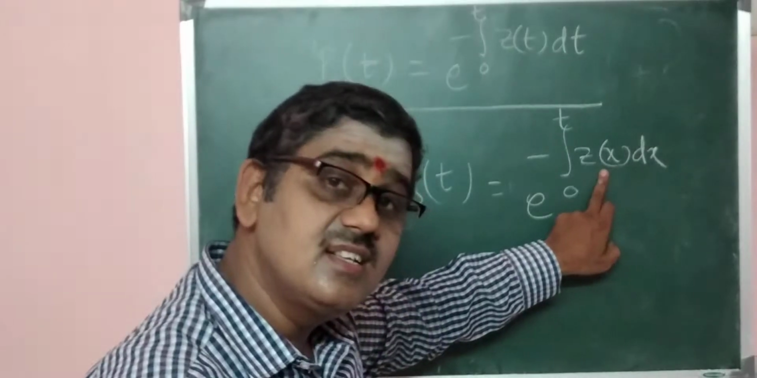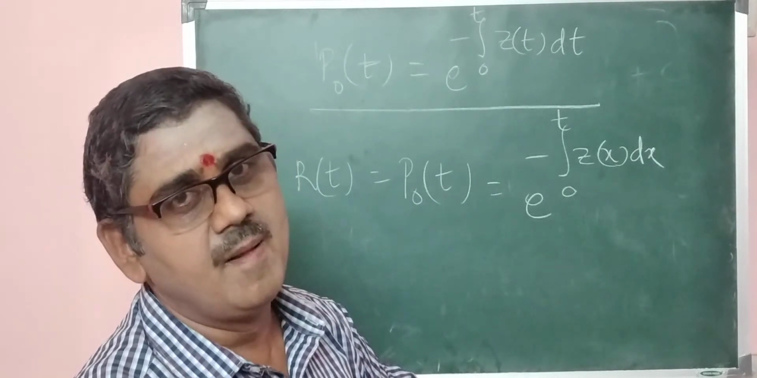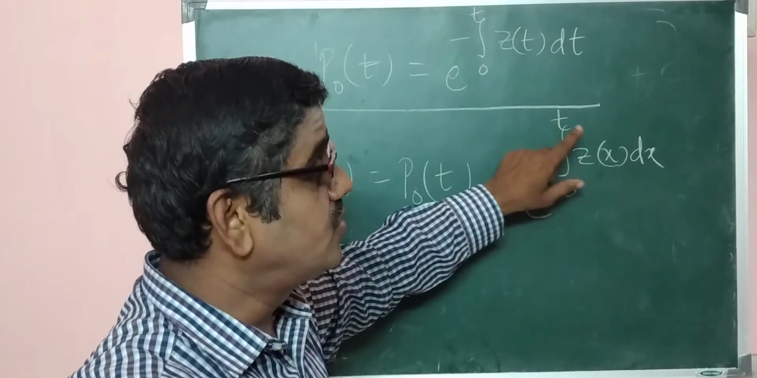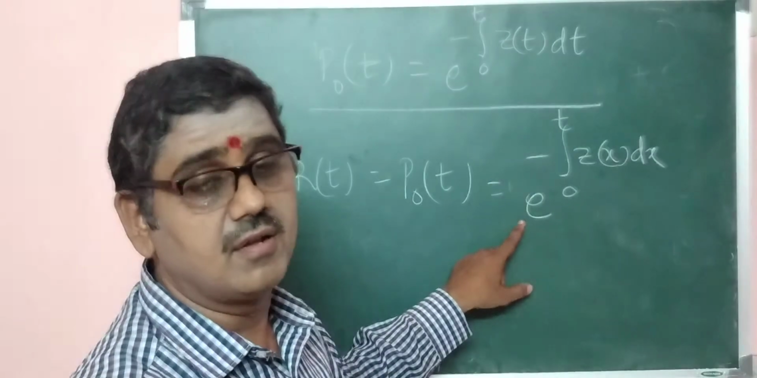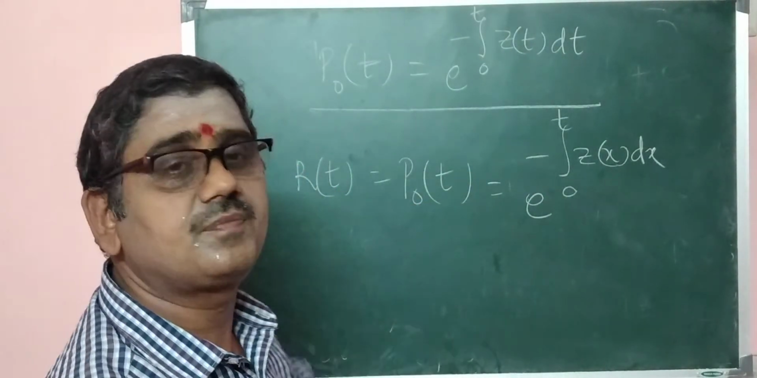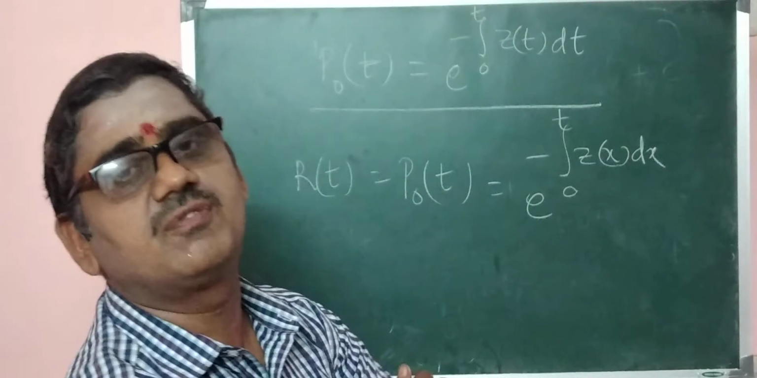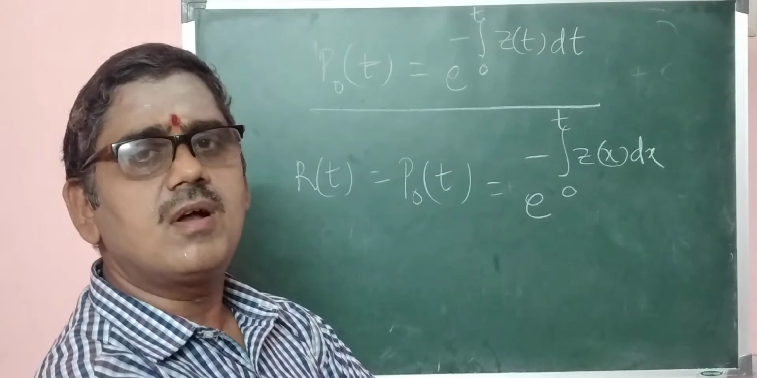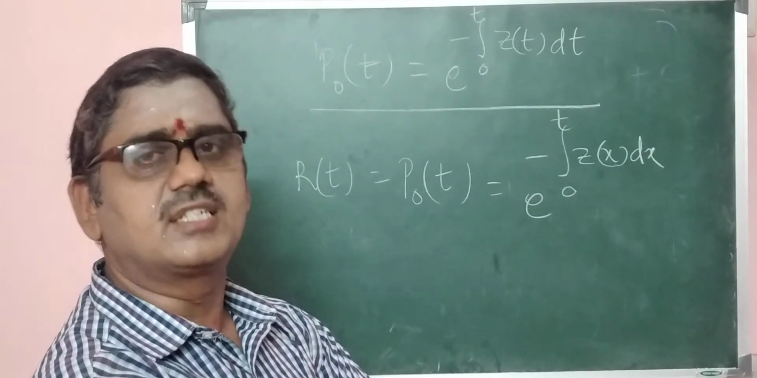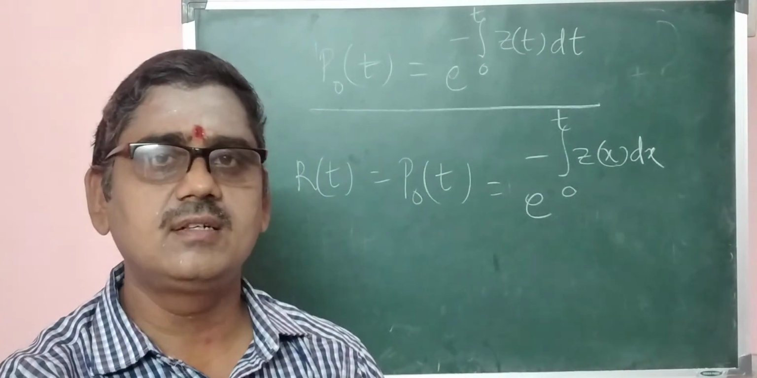Z of x is the hazard rate, failure rate. If you integrate the failure rate, substitute the values 0 and t, and calculate e power, you will get p naught of t, that is r of t, reliability. So it is called the function of reliability. So what is the function of reliability? It is nothing but e power minus integral 0 to t z of x dx. This is the reliability function. Do you understand? Thank you.